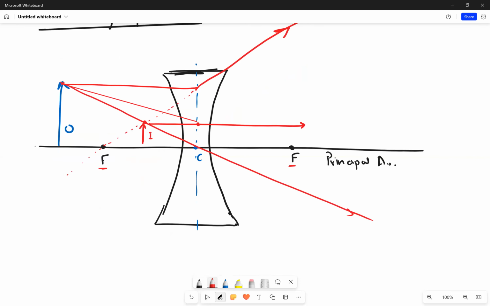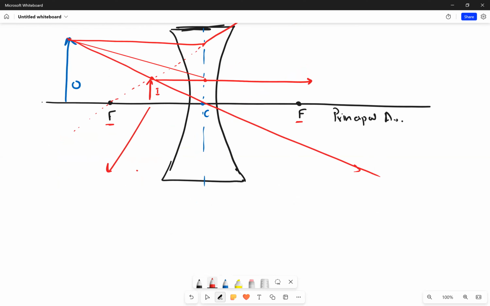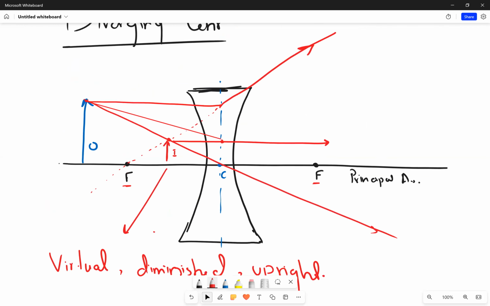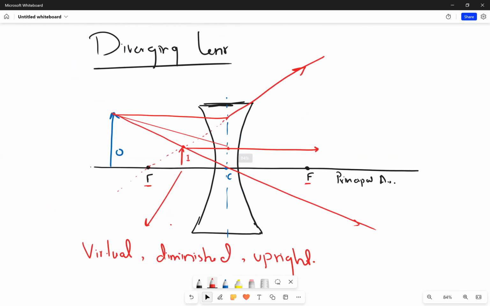This is important. This image that's created on the same side as the object, as part of a diverging lens, is a smaller image. So the image is always virtual. This is the property of a diverging lens image. It is virtual, it is diminished because it's small, and it is also upright. So these are the characteristics of the image formed as a result of rays passing through a diverging lens.